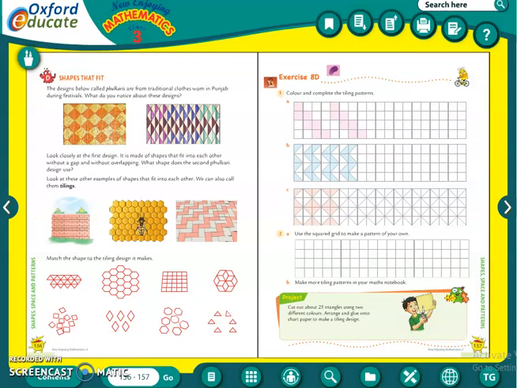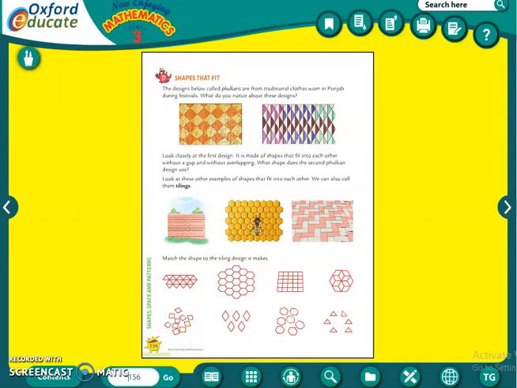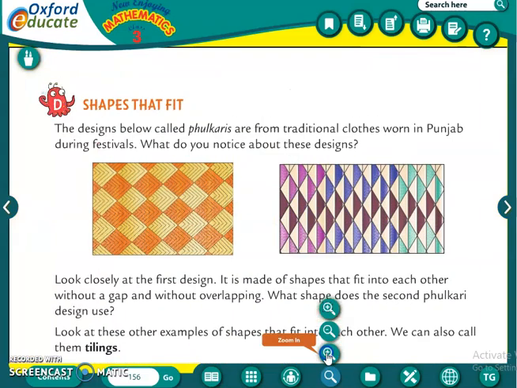Now we will see shapes that fit. That is on page number 156. Now here two designs are given. The designs below, called fulkaris, are from traditional clothes worn in Punjab during festivals.